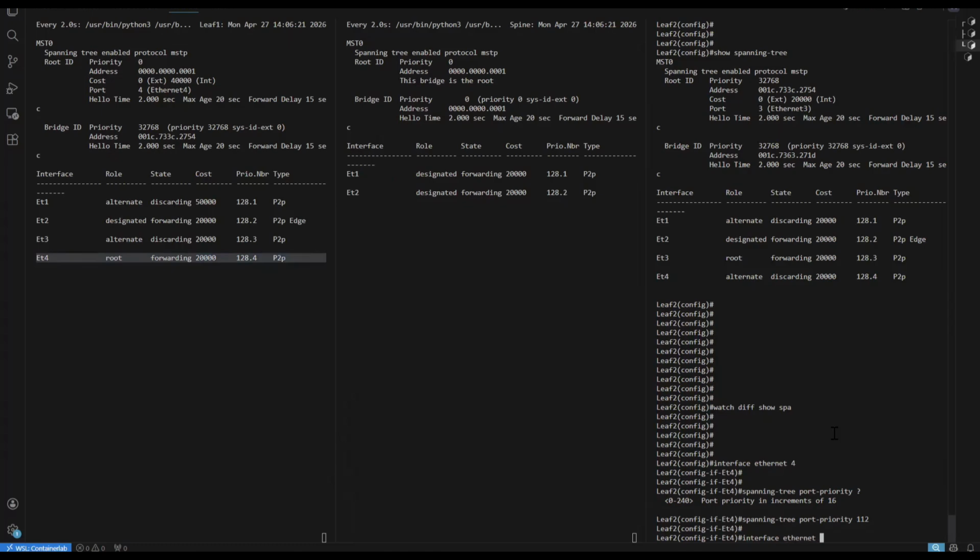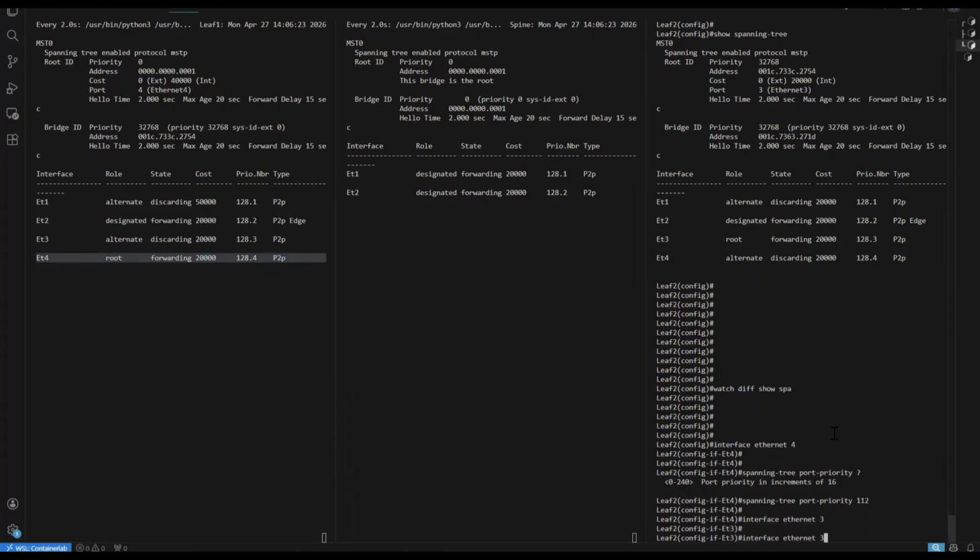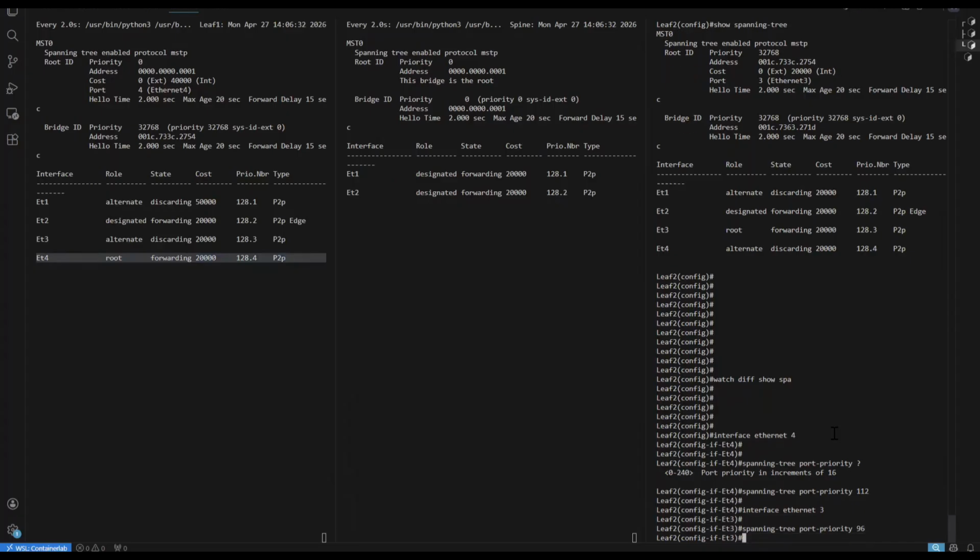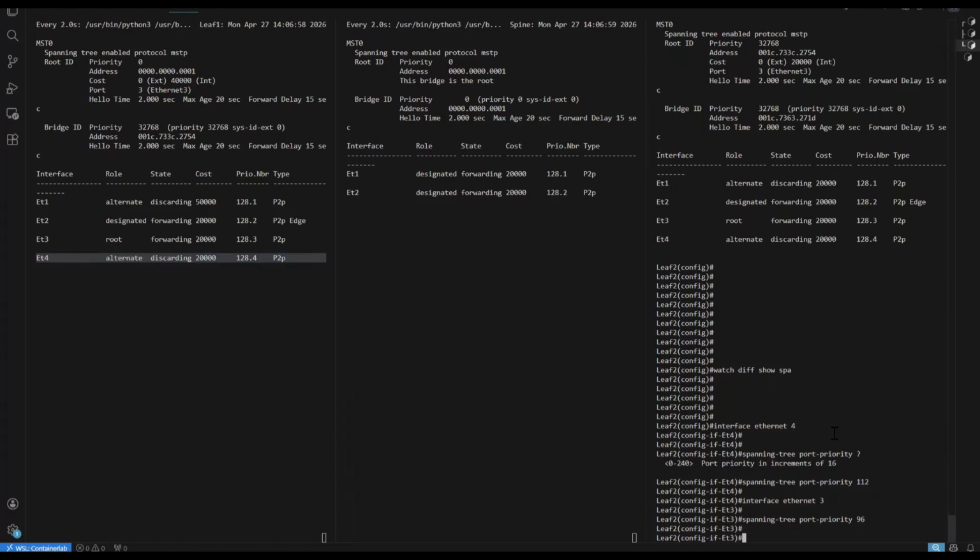Now on interface Ethernet 3 on leaf 2, I'm going to configure a lower priority than ET4. I'm going to say now 96. Now ET3 should become the root port. Yeah, now you can see that. So if the root path cost is a tie, then the next deciding factor is the port ID. Whoever receives the lowest port ID, the best port ID, will become the root port. So this second use case is completed.